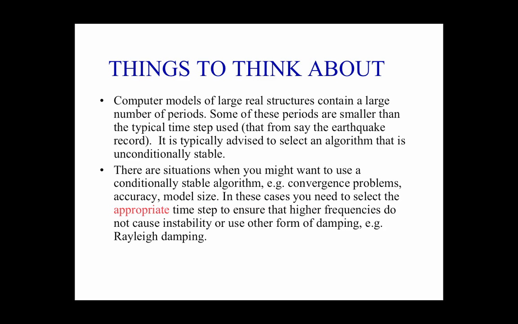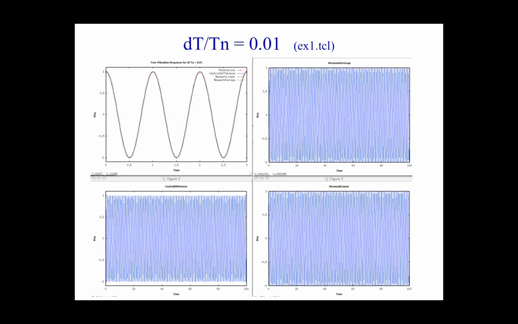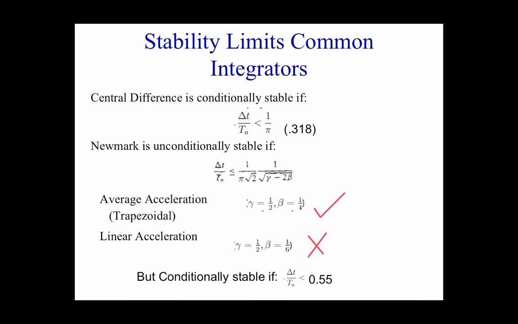Mohammed, you're going to enlighten us on something? Yeah, they're given by the stability limits. These things here. So if the delta T over Tn is small enough, these things are unconditionally stable.